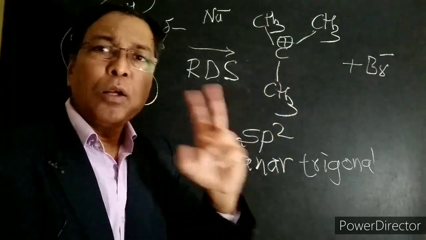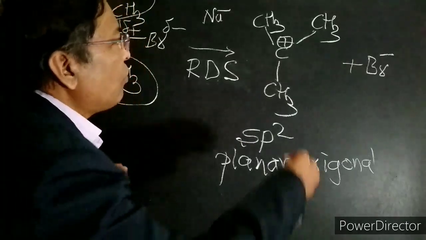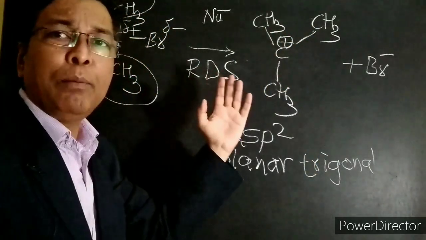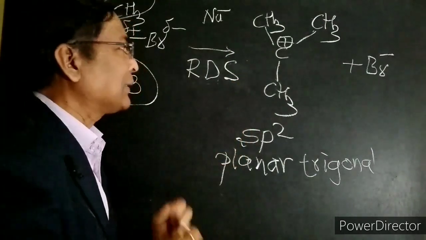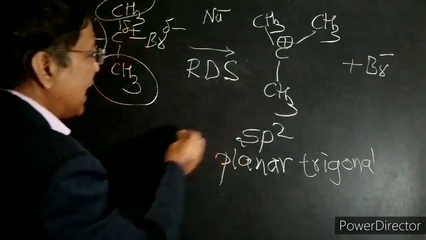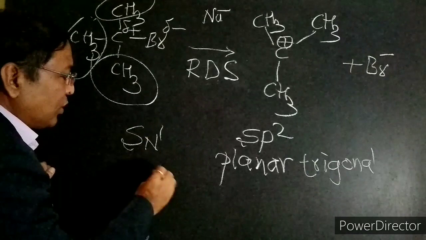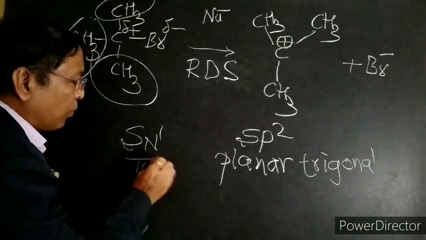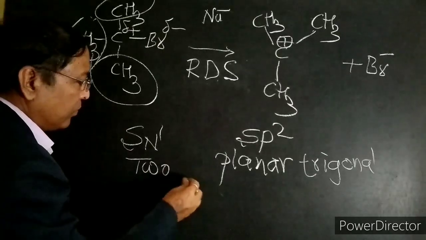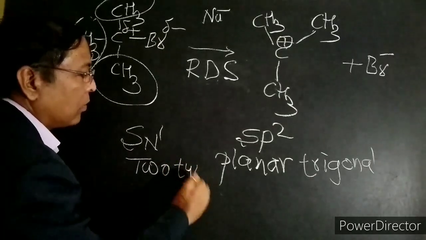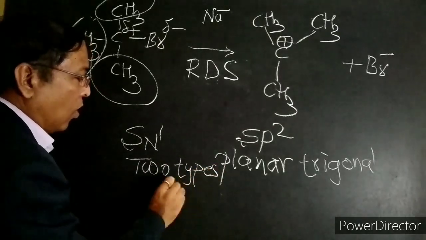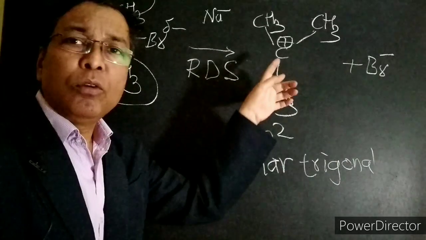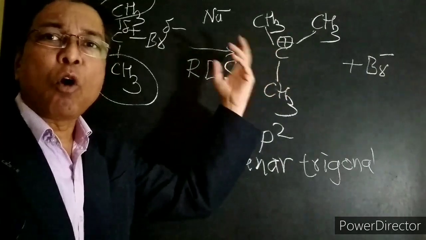Therefore, there are two possibilities. Nucleophile may attack from the front side, or the nucleophile may attack from the back side. As a result, in SN1 reaction mechanism, we get two types of products. The nucleophile may attack from the front side or from the back side.